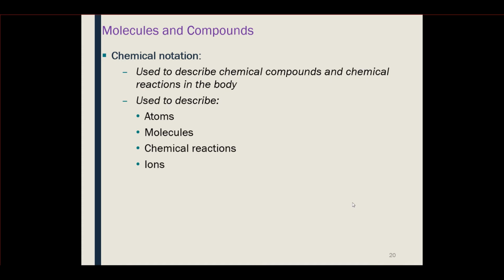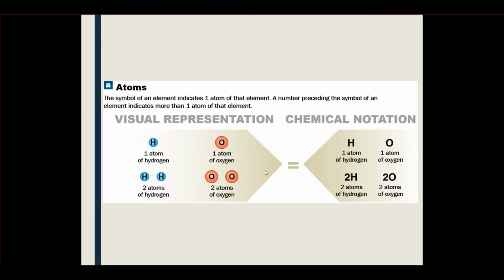In order to understand how bonding takes place, we want to be able to write in a chemistry way of writing things. So I want to go over something called chemical notations. This is used to describe the chemical compounds and the chemical reactions in the body. We can use this chemical notation to describe atoms, molecules, various chemical reactions, and then something known as ions. Let's say we have some atoms. How do we write that out? What's the chemistry way of writing atoms out?